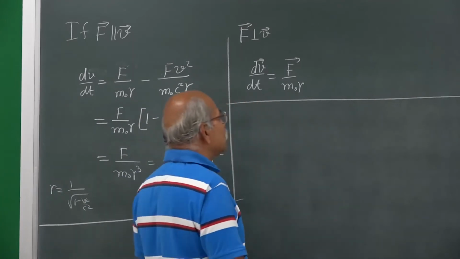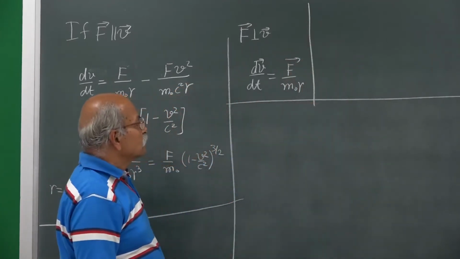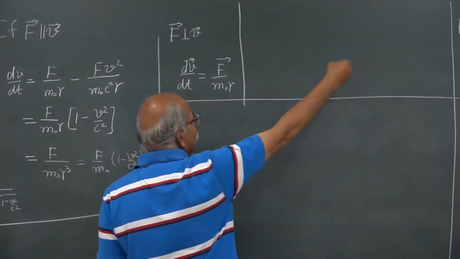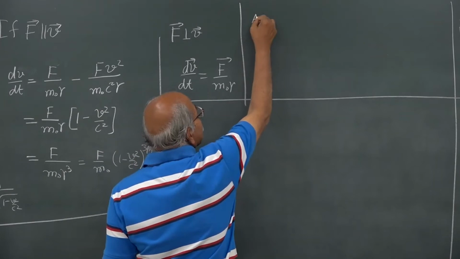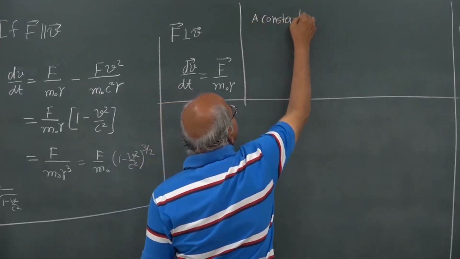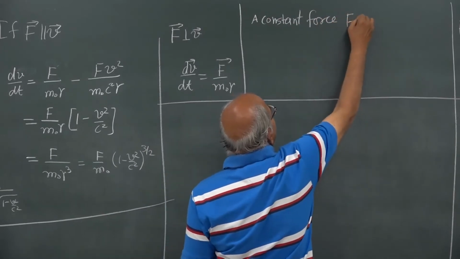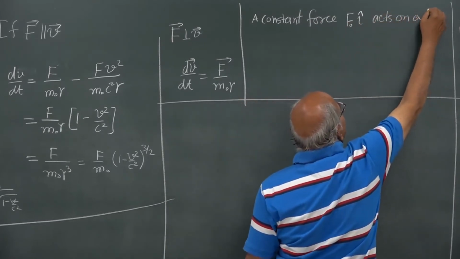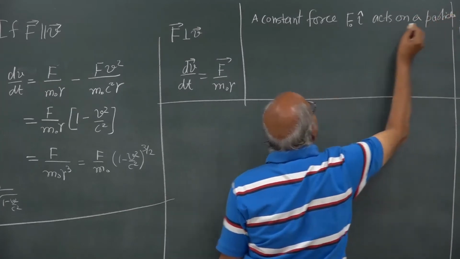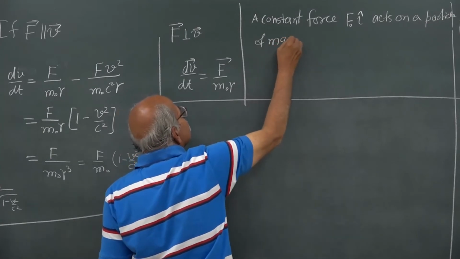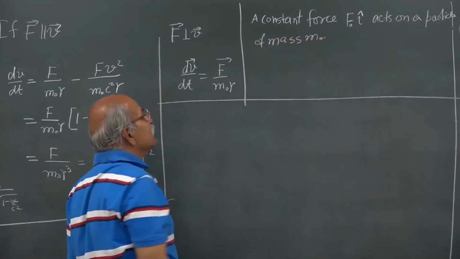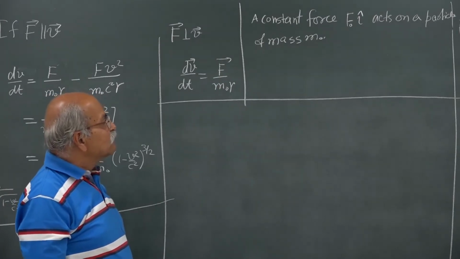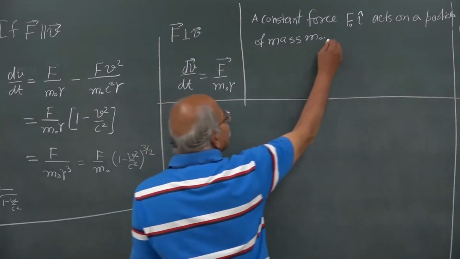Now, let me solve a problem before I close, and the problem is very simple: just a particle at rest on which a constant force is acting. So, a constant force, let us say F naught i cap, acts on a particle of mass m naught. I am gradually dropping that idea of rest mass; everything is rest mass and nothing else. So, a constant force F i cap acts on a particle of mass m naught at t equal to 0.